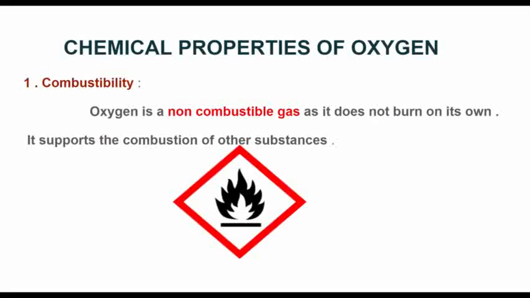Now let's see the chemical properties of oxygen. The first property is combustibility, that is, burning. Oxygen is a non-combustible gas, a non-burning gas, as it does not burn on its own. It supports the combustion of other substances. Do you know, if oxygen had the capacity to burn itself, striking a matchstick would be enough to burn all the oxygen in our planet's atmosphere.